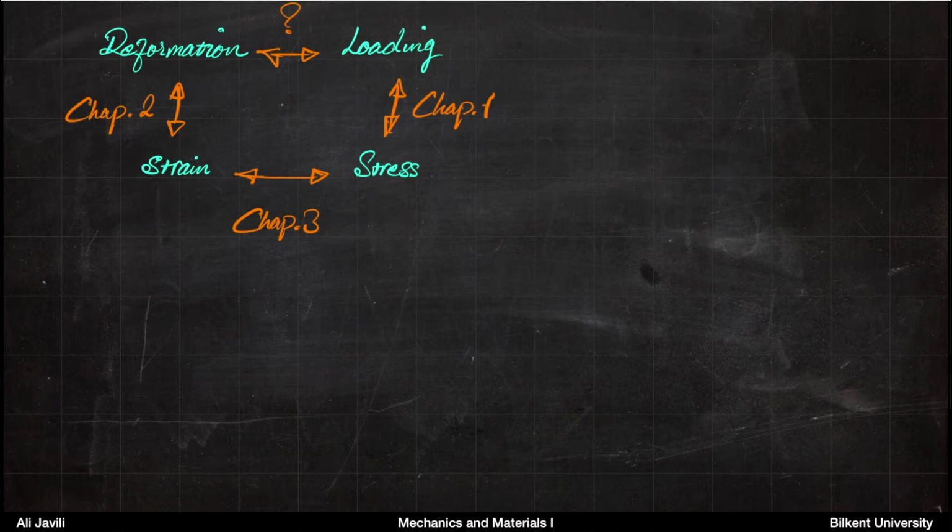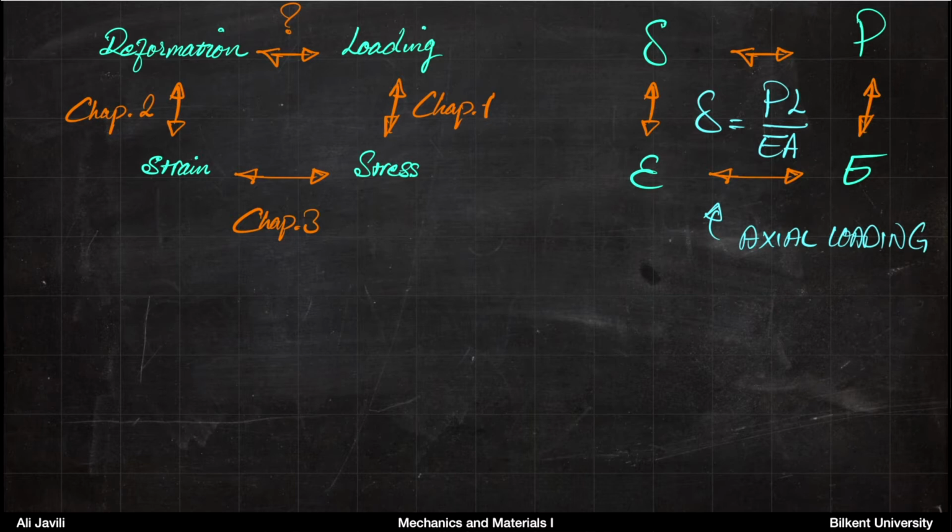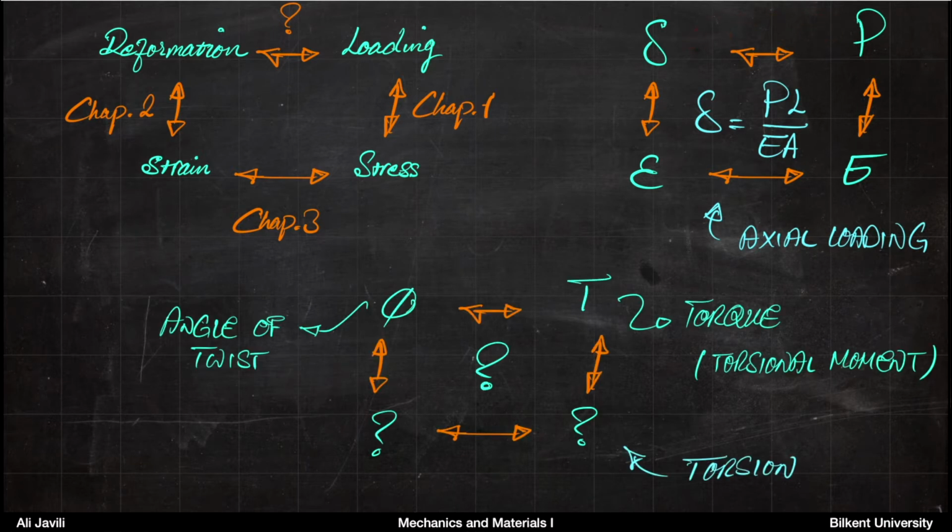Again, recall the big picture of mechanics and materials that we spoke about previously. What we want to do is to find a relation between deformation and loading. And if you remember, for axial loading, we already solved this problem. The relation that we found was that delta equals PL over EA. So that is the relation between delta and P. What we want to do in this lecture is to find a relation between the angle of twist, phi, and the torque that we apply, T, for a torsion problem.